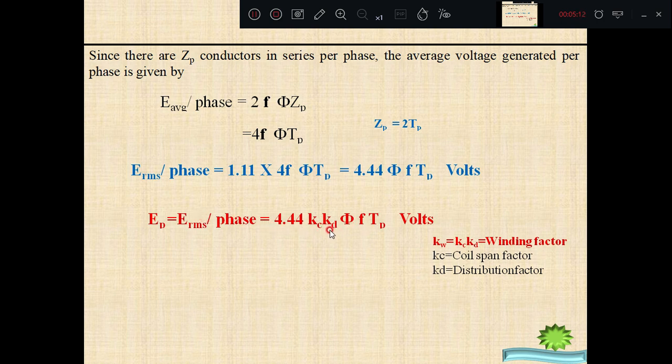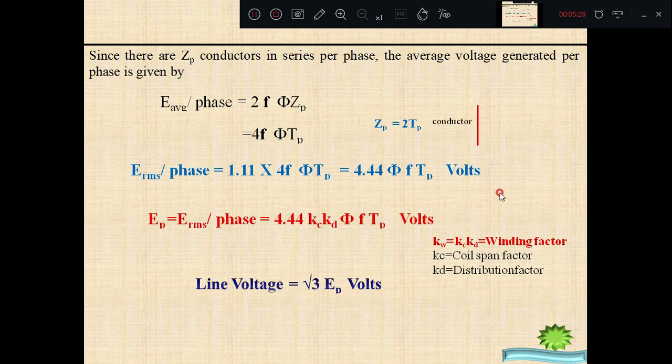If you want the line voltage in the case of the star connected alternator, then you have to multiply by root 3, so the line voltage is root 3 times the phase voltage. This is how we have to derive the equation.